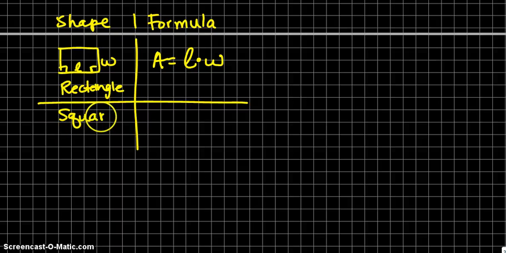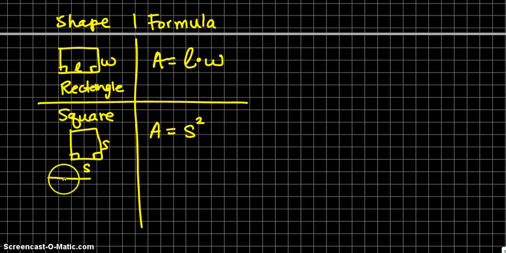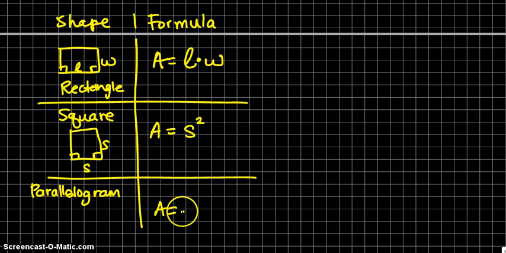Square. Square has all sides the same. So this side same as this side. The area is just side squared. You could also think of square as in length times width if you want to. Parallelogram. A parallelogram, the area is base times height.